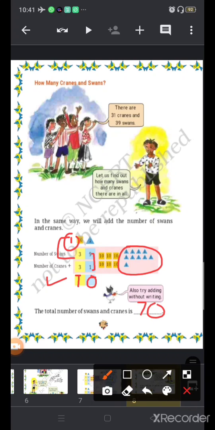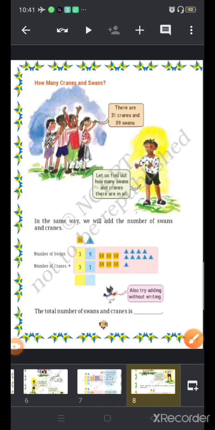Easy now? Okay, let's move on. Next page. Page number 115.